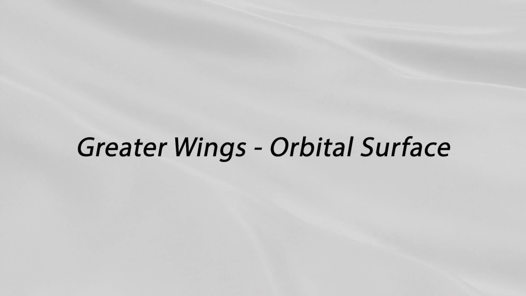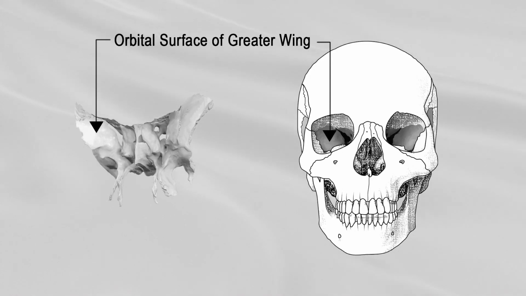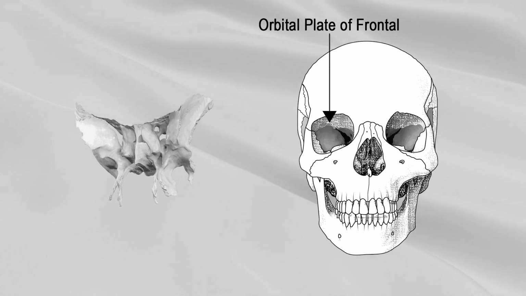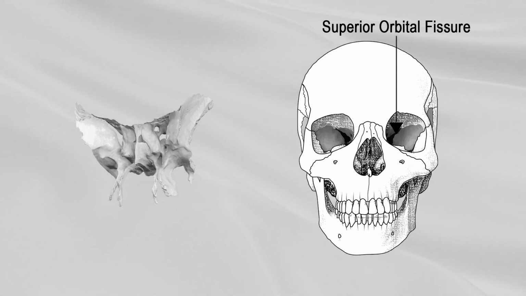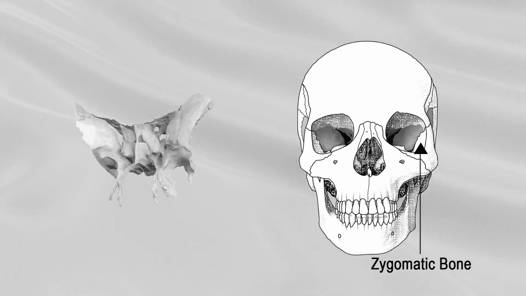Greater wings, orbital surface. The orbital surface of the greater wing, smooth and quadrilateral in shape, is directed forward and medially, and forms the posterior part of the lateral wall of the orbit. Its upper serrated edge articulates with the orbital plate of the frontal. Its inferior rounded border forms the posterolateral boundary of the inferior orbital fissure. Its medial sharp margin forms the lower boundary of the superior orbital fissure. Its lateral margin is serrated and articulates with the zygomatic bone.